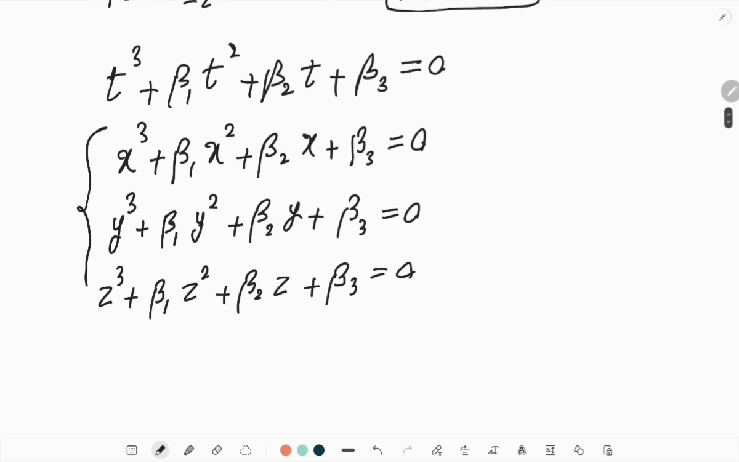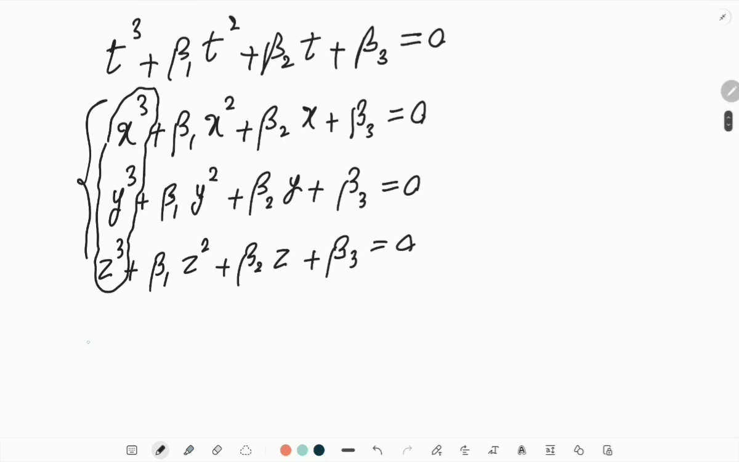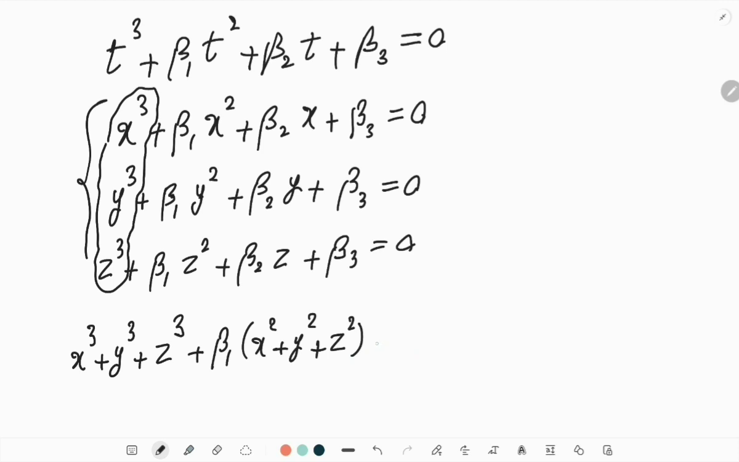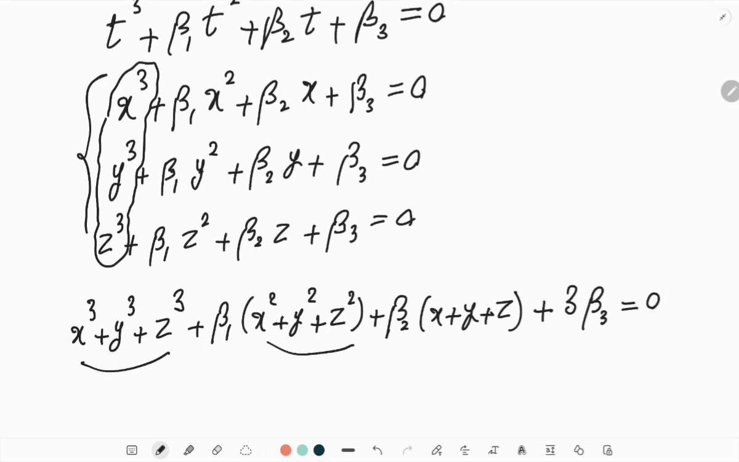If I sum up all of these equations with each other, you can already see that this whole expression is already formed. Well, let's do that. So we have x^3 + y^3 + z^3, and then I factorize beta 1 times (x^2 + y^2 + z^2) plus beta 2 times (x + y + z) plus 3 beta 3. This must be 0, but these are basically what we have in the system of equations.